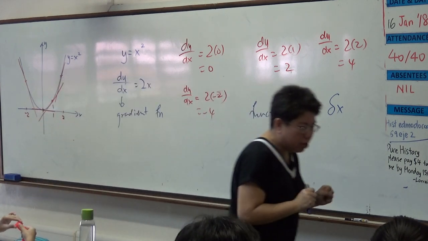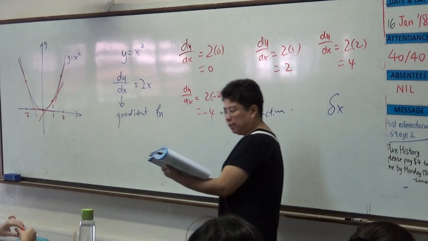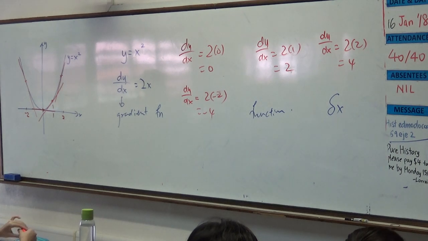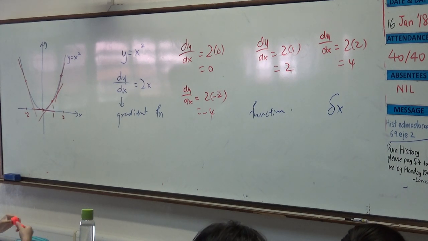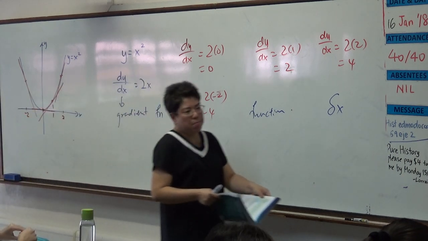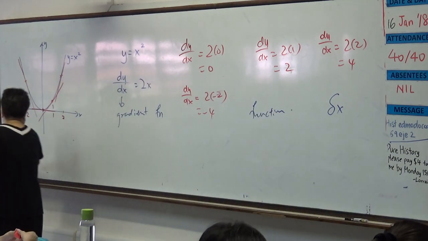Now, where am I concentrating on? Can you look at page 351? At the middle. Can you see the highlighted one, the gradient function? Can you see? The gradient function is denoted by dy/dx equals 2x. It can be used to find the gradient of the curve at any point. Just like what I've said, okay? In relation to y equals x squared, 2x is also called the derivative of y with respect to x. Now, what do you mean by this? You must know all the definitions.